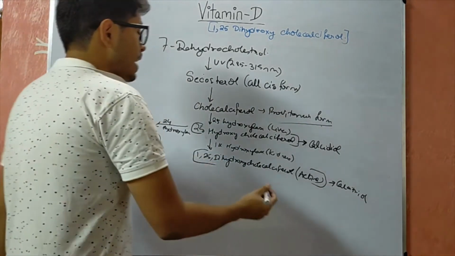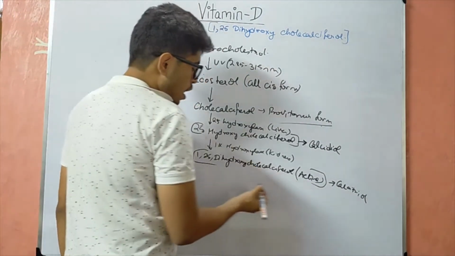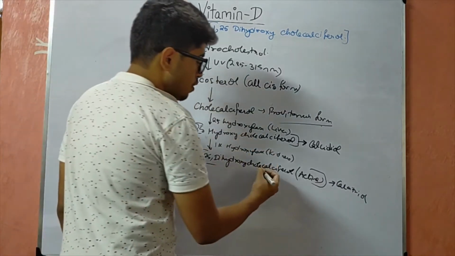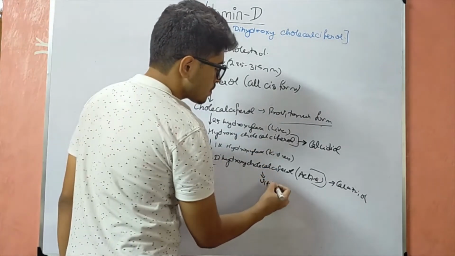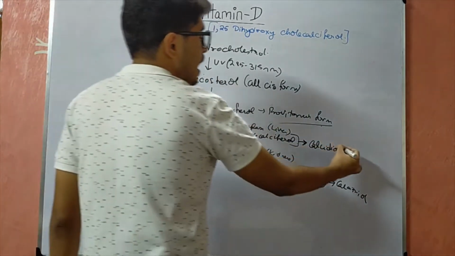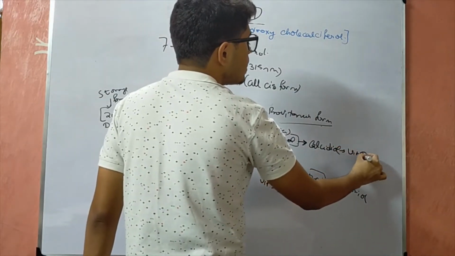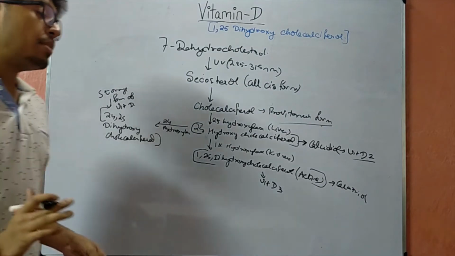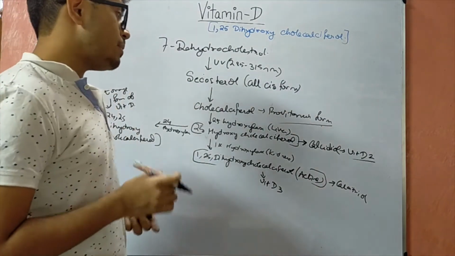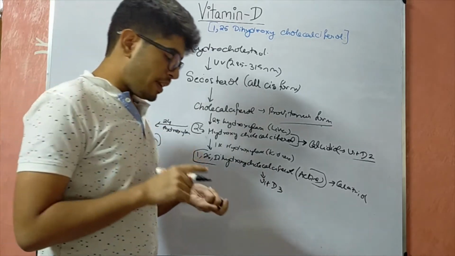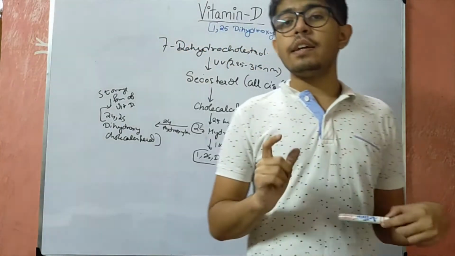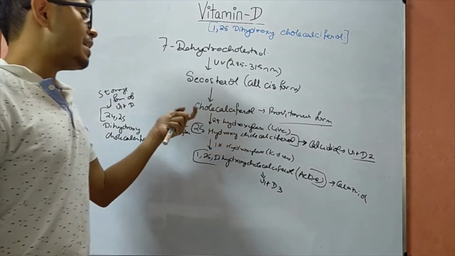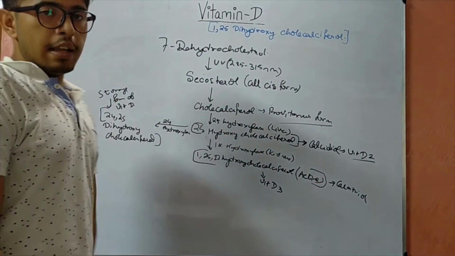So ultimately we get this as calcitriol, which is 1,25 dihydroxycholecalciferol, also known as vitamin D3. This calcidiol is also sometimes known as vitamin D2. Vitamin D3 is much stabler and more efficient than vitamin D2. Vitamin D3 synthesis basically involves skin, liver and kidney, because the hydroxylase enzymes are present in various locations.